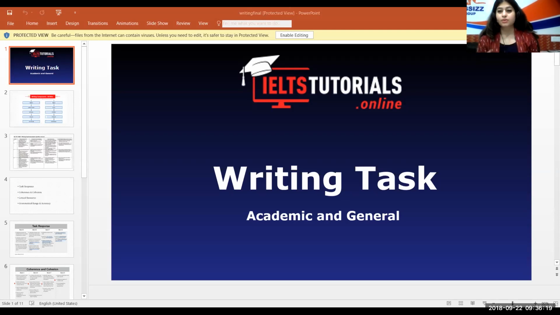What do you mean by task response? Task response is basically the criterion of how well you respond to your task, right? It's the way you answer. But there is a specific way to answer for specific points.